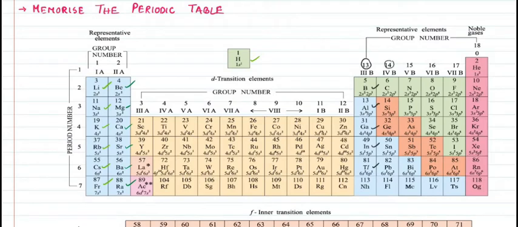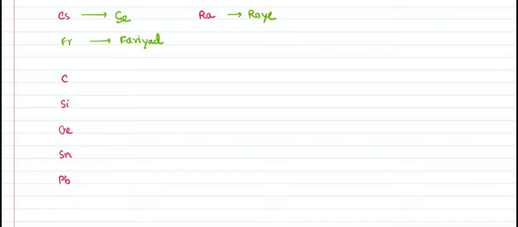The 14th group we will look at here is carbon, silicon, germanium, tin and lead. The mnemonic here is: C is Kahe, Si is Sita, Ge is Ji, Sn is Suno, Pb is Prabhu. So Kahe Sita Ji Suno Prabhu, we can memorize the 14th group: C, Si, Ge, Sn, Pb.